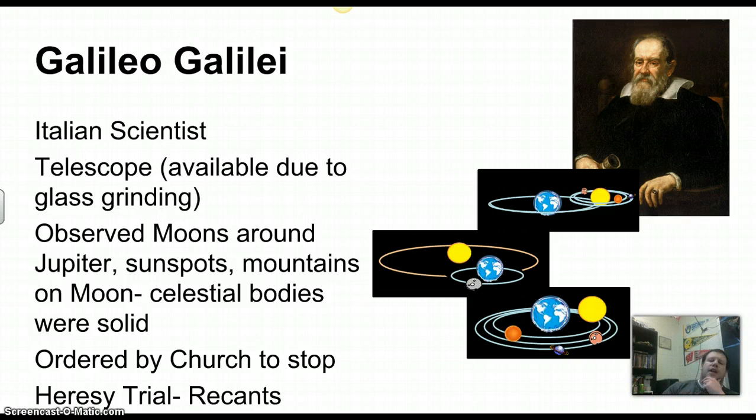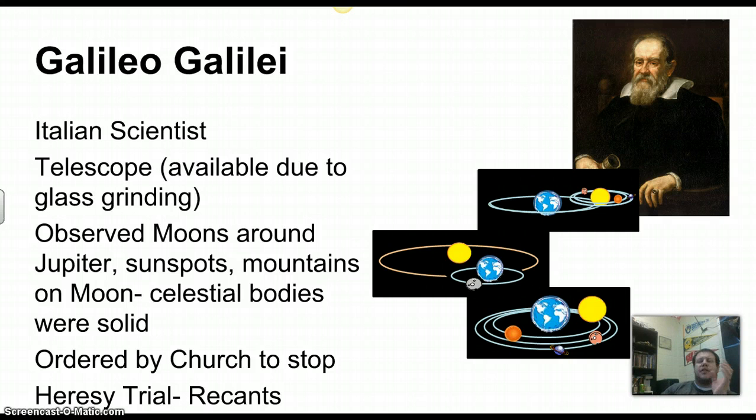One of the things he figured out was that Jupiter is not just Jupiter. There were moons going around Jupiter. He also saw sunspots, and he saw mountains on the moon. Basically proving that these celestial bodies out there are not just vapory things out in the world, but they are actually solid. And they can have things going around them.